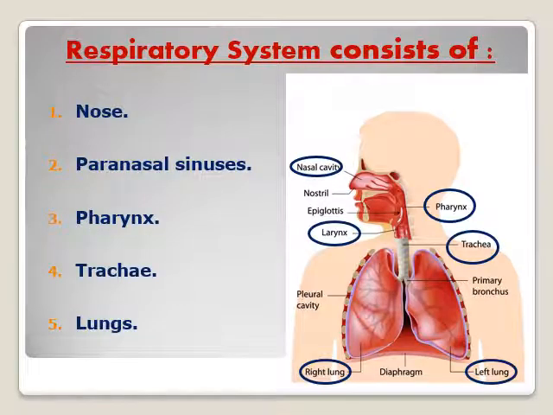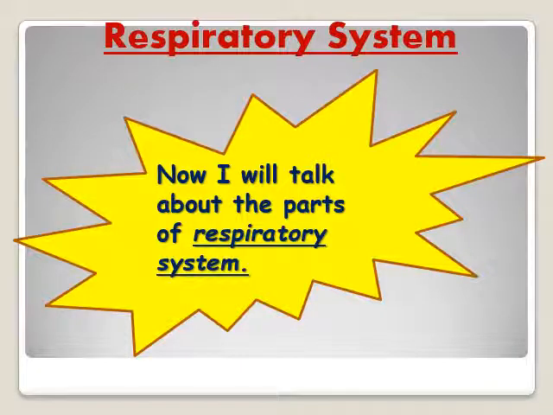The respiratory system consists of the nose and the paranasal sinuses, pharynx, larynx, trachea, and both lungs. And now let's talk about the parts of the respiratory system. We will talk about two main points. Point number one is the anatomical structure, and I will talk about the anatomical structure of each part of the respiratory system. Number two, functions of this part.